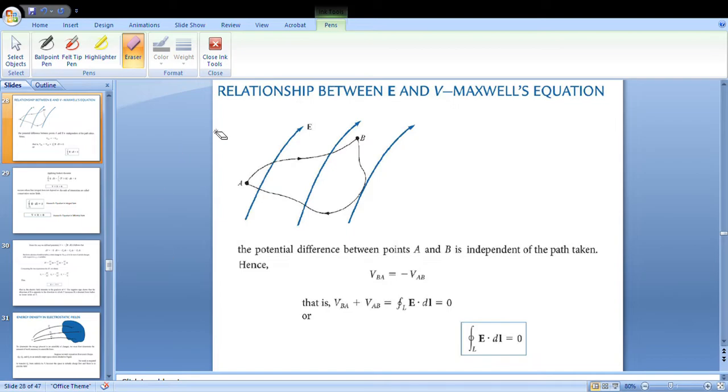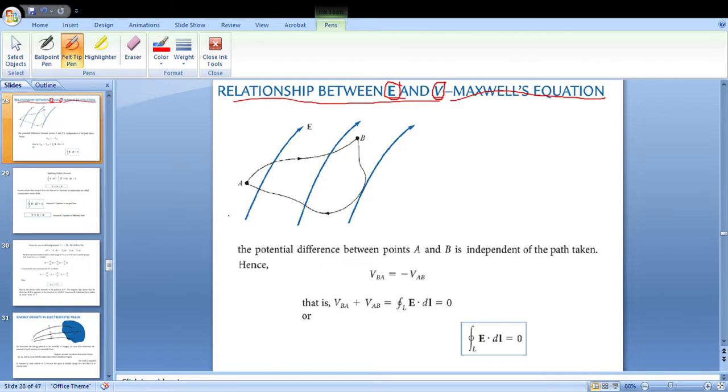Now one more important topic in this module, that is the relationship between E and V, that is electric field intensity and the potential V, right? Here you have to note that E is a vector and the potential is a scalar, and this relation is also known as Maxwell's equation.